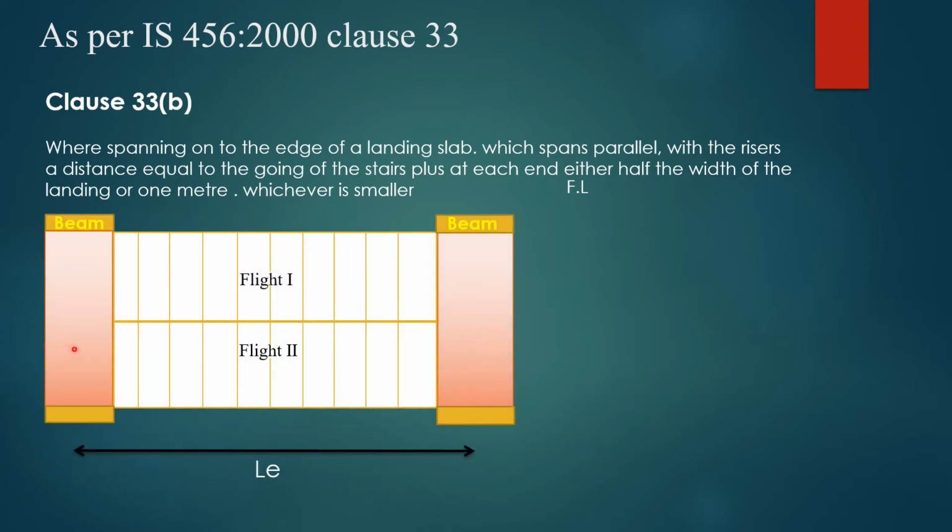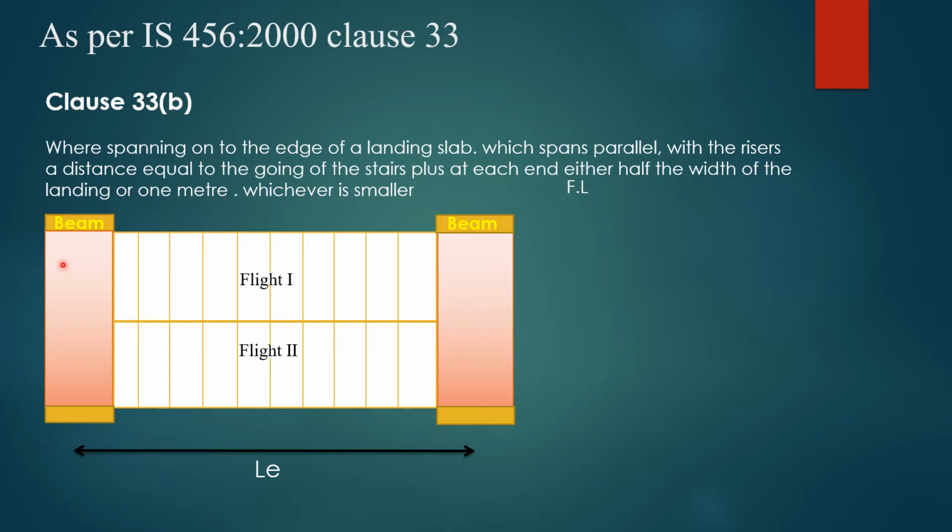This is the beam. This is the staircase. The beam is at the edge of the landing slab which spans parallel to the riser, and the distance is equal to the going of the staircase plus at each end half, this half or this half, the half of the width of the landing slab. Or we can say the center to center distance of the landing slab gives the effective length of the staircase as per clause 33B. Or one thing also mentioned, or 1 meter.